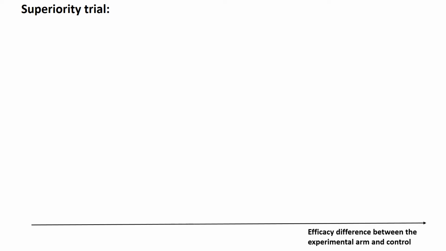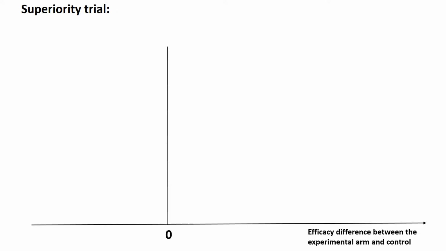Starting with the superiority trial, let's assume the horizontal axis represents the difference in efficacy between the treatment arm and the control arm. Point 0 represents the point of equality in terms of therapeutic effect. That's to say, at point 0, the therapeutic arm has the same efficacy as the control arm, in other words, the standard treatment.